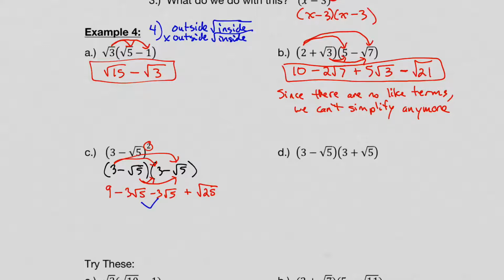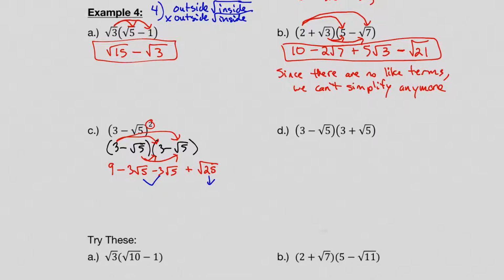And then we have some like terms right in the middle. And we have a perfect square right here. So there's some more things that we need to do here. So this is going to be 9. That just comes down. Negative 3 and negative 3 make negative 6 radical 5. Those are like terms. And then we have a perfect square, which becomes a 5. So we still can actually add these two up right here.